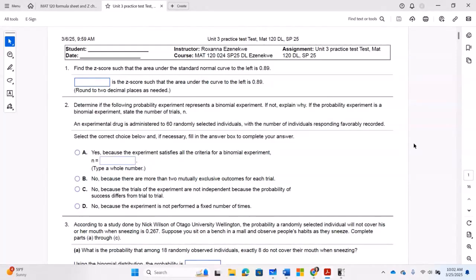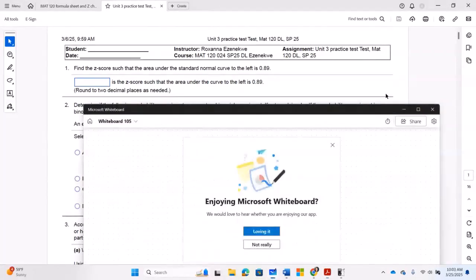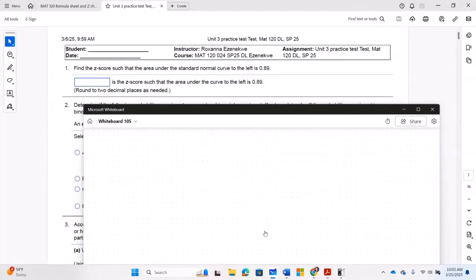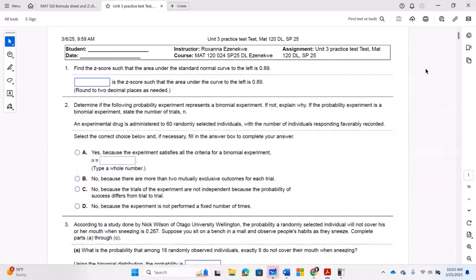All right, so for any question on normal distribution, remember you have to draw a normal curve. That is the first thing you want to do: draw a normal curve, shade the area. So that's what I'm going to do now. I'm going to draw a normal curve and I'll shade the area in question.